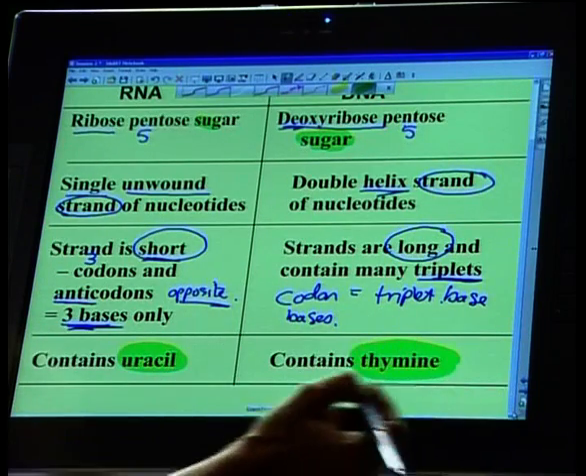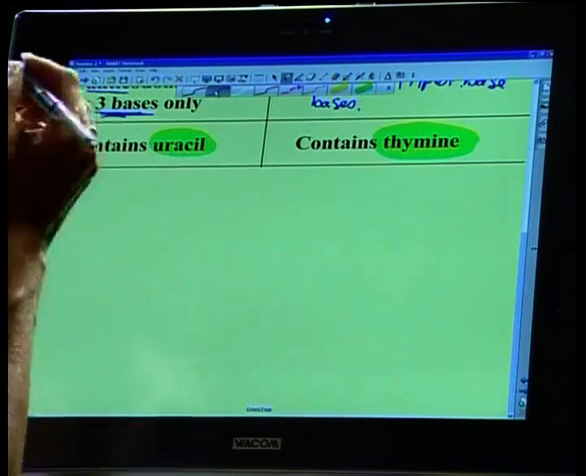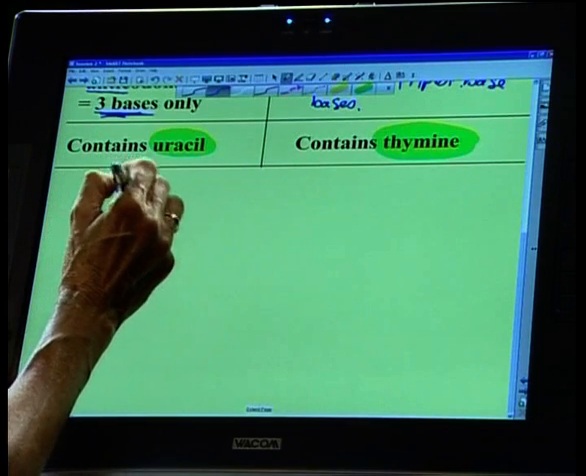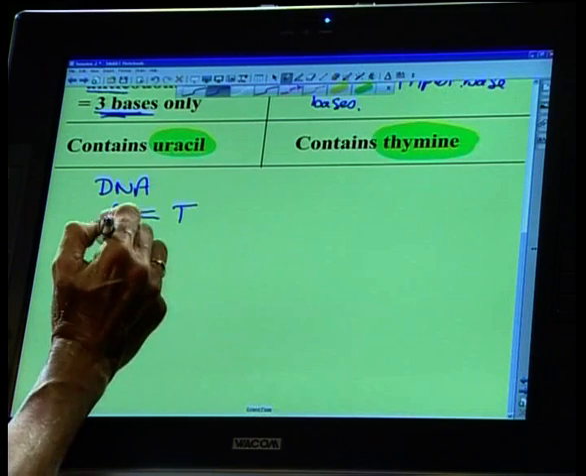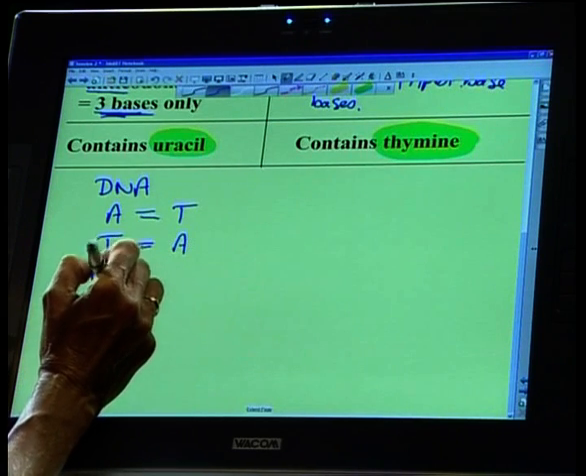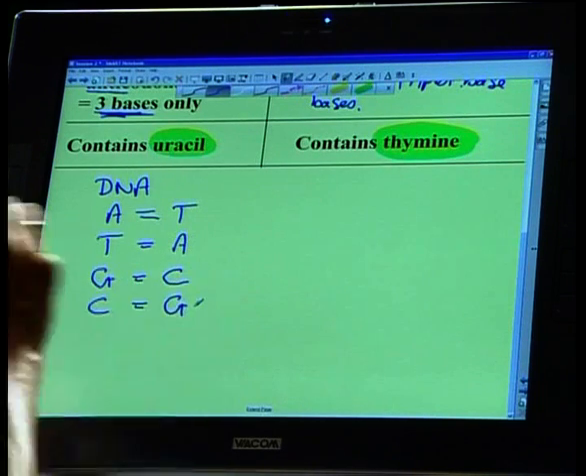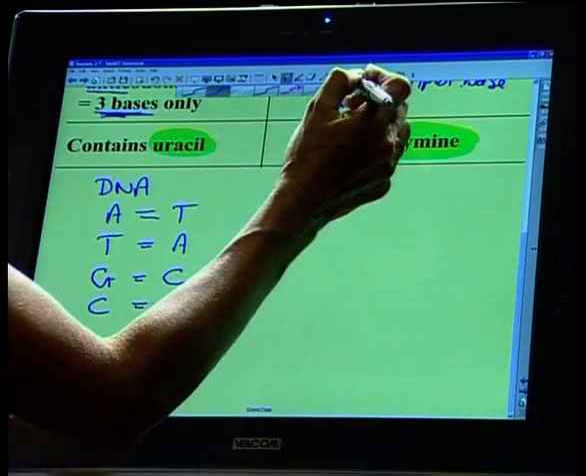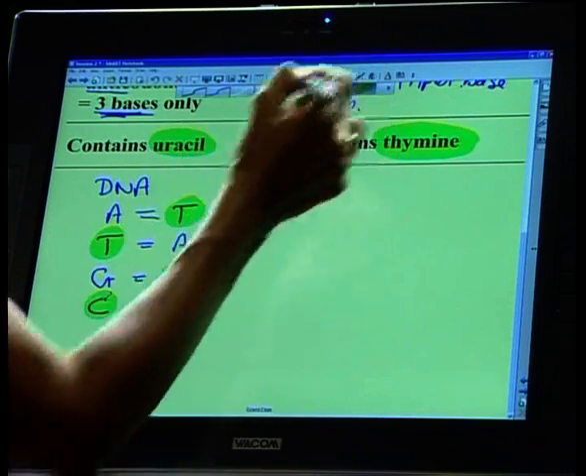All right? I want you to remember this. So, in DNA, we will have adenine will always bond to thymine. Thymine will only ever bond to adenine. Guanine will always bond to cytosine, and cytosine will always bond to guanine. Okay? Your pyrimidines, thymine, cytosine. Okay?